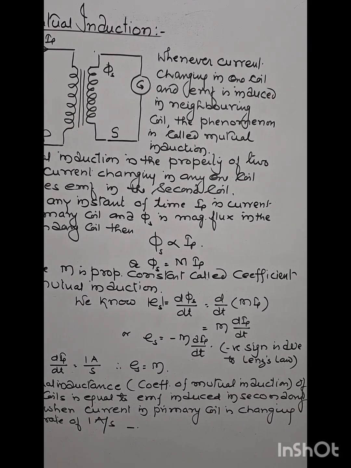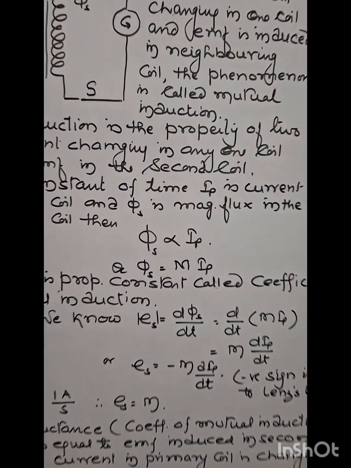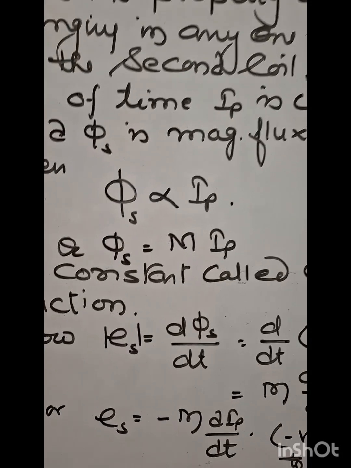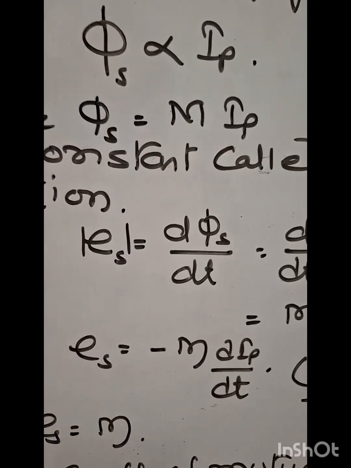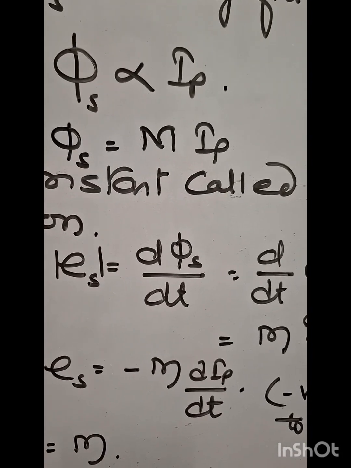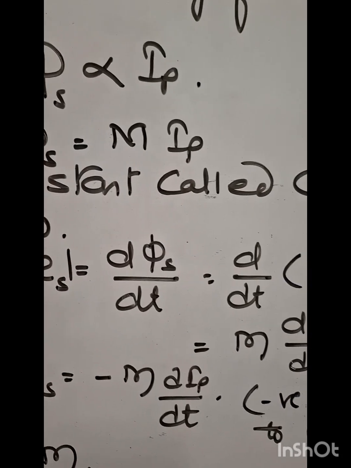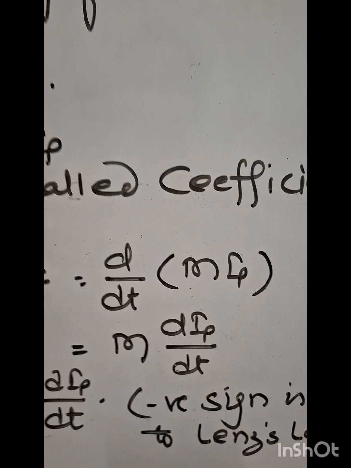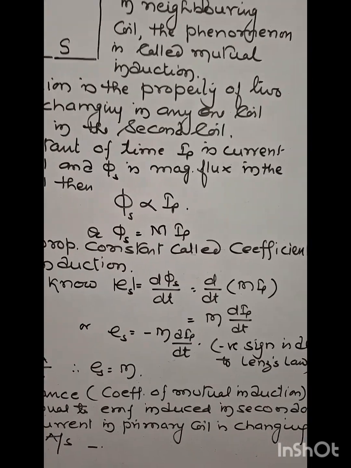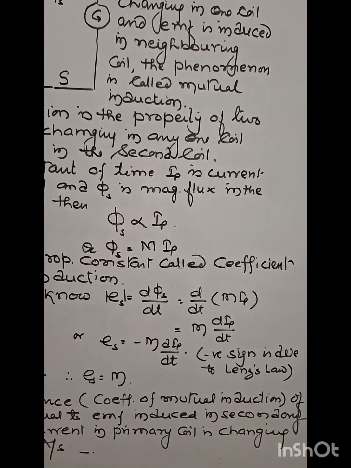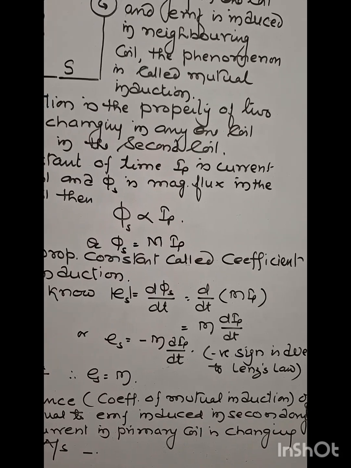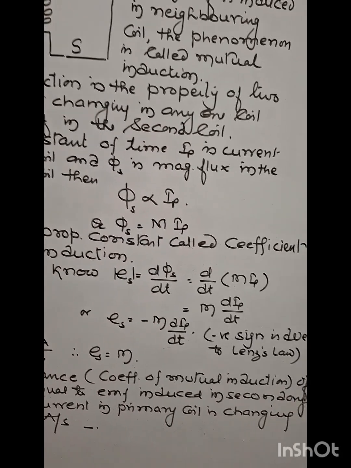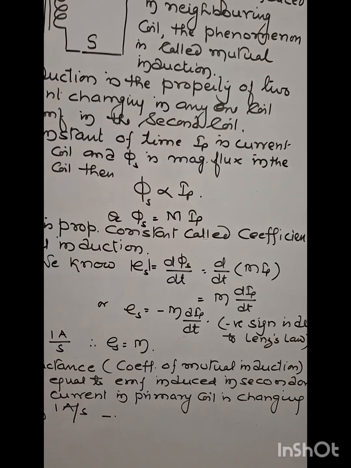We know according to Faraday's law, E is equal to d phi upon dt. So we have written ES, which means EMF induced in the secondary coil, is equal to change of flux upon time, that is d by dt. Phi s is equal to M IP. So ES is equal to M dIP upon dt. Using Lenz's law, you can write ES is equal to minus M dIP upon dt.